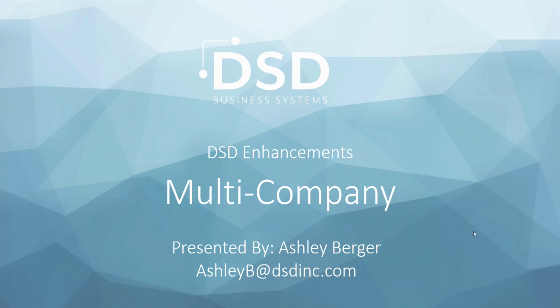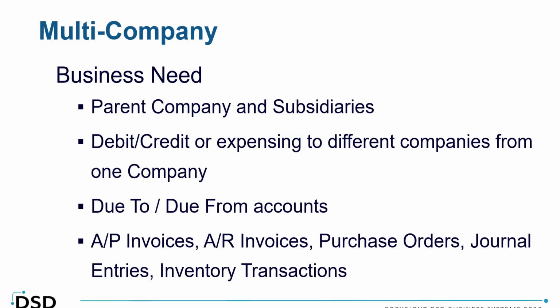We have about 22 enhancements that fall under the umbrella of multi-company. Most commonly used are the AP and GL multi-company. The multi-company enhancements have the capability to do intercompany debits and credits. There are two types of users for multi-company.